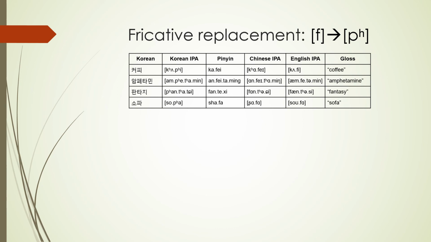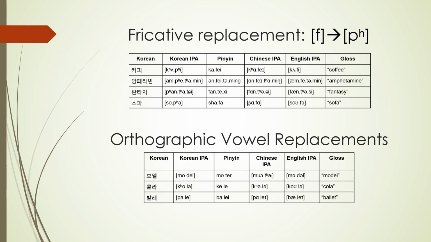Here we have an example of the adjustment on the consonants. These words all have the English phoneme F, which gets changed into an aspirated P in the Korean words. And finally, we have some orthographic vowel replacements. So here I just noticed that the vowels chosen for the Korean words match closer to the spelling of the English words rather than the pronunciation.